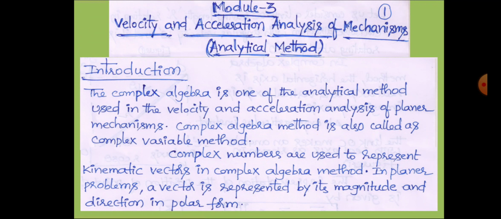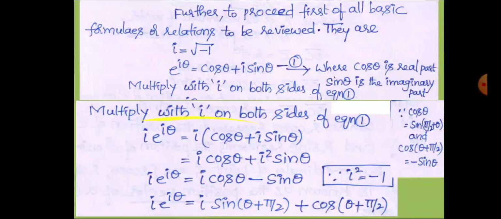So the links are being represented. If I take any mechanism, there are so many links, as we have already come across in our module 1. So each and every link will be represented by a vector. What is a vector? It has a magnitude as well as a direction. And what is the coordinate system which we adopt here? Polar coordinates or polar form. The links are being represented by vectors in polar coordinates, that is small r and theta.